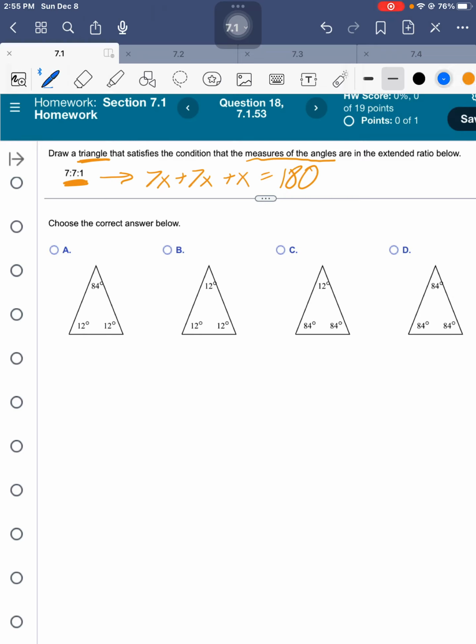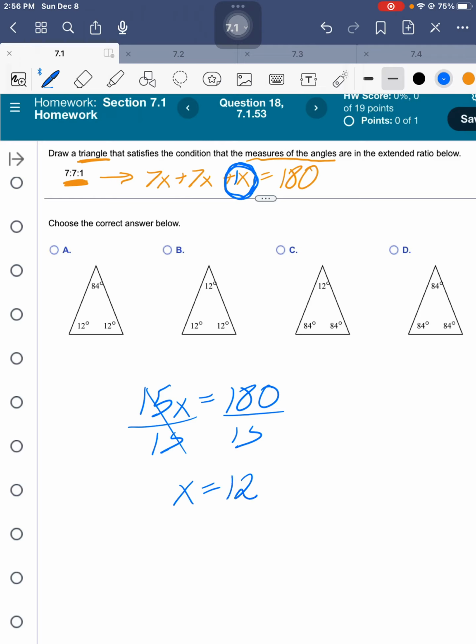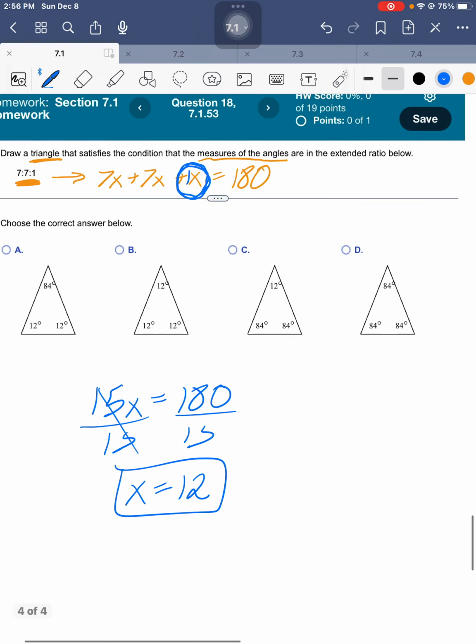And if we solve for x, we should be able to get at least one of these angles, right? Because what is the multiplier of this x? Just 1. So 7 plus 7, 14, 15. So 15x equals 180, divided by 15, divided by 15. So x equals what? 180 divided by 15 is 12. So that means my x is 12.